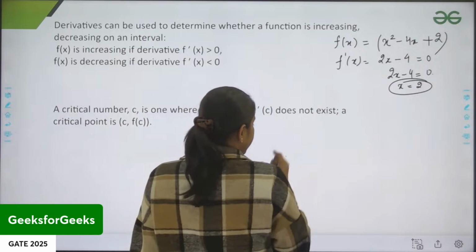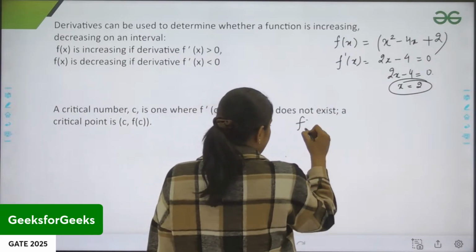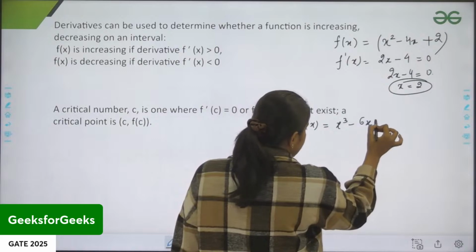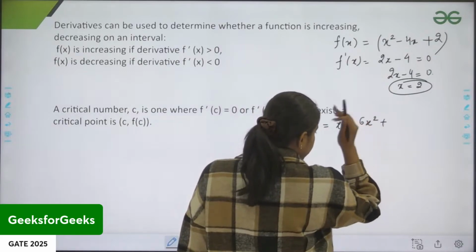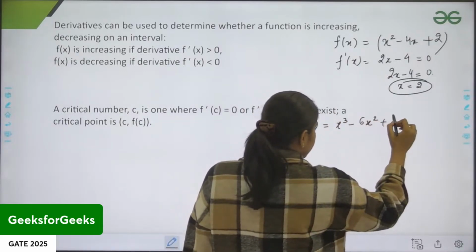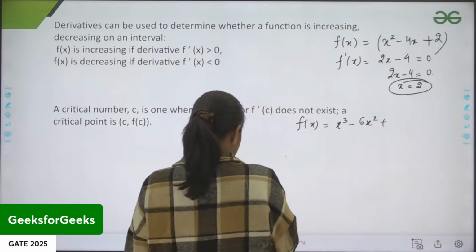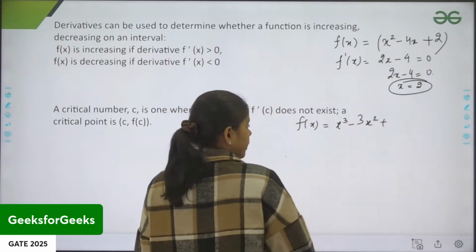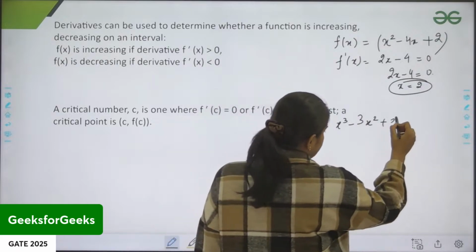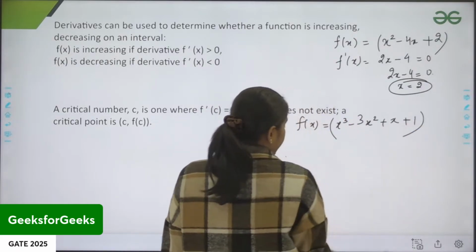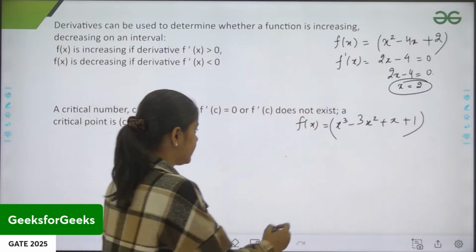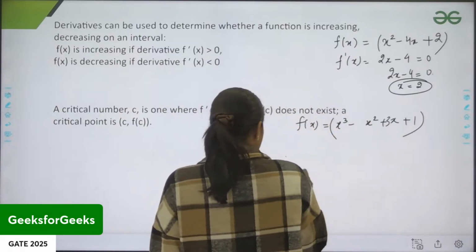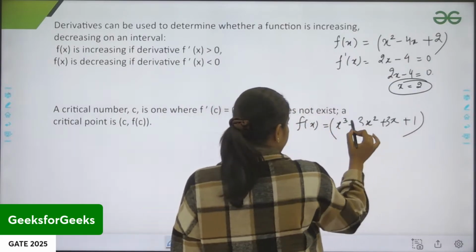Okay, let's take one another function. f(x) equals x cube minus 3x square plus 3x plus 1. Let me know what would be the critical point here.